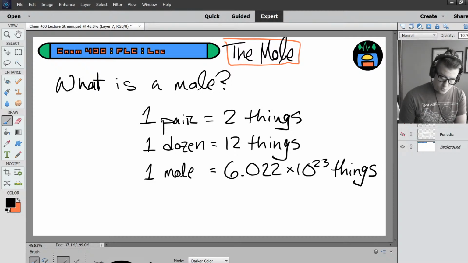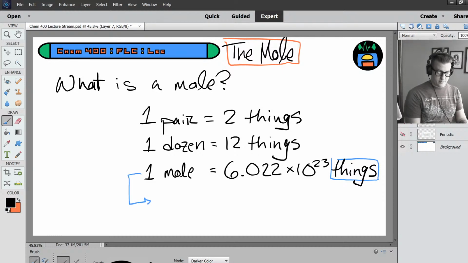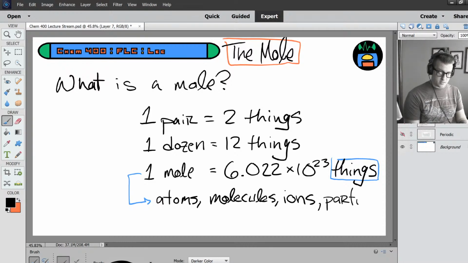Now, the reason why I've gone vague with things is the types of things that you'll run into that moles can represent. 1 mole can be atoms, molecules, ions, or really particles of any kind. All right, that is what we're talking about when we're talking about things.